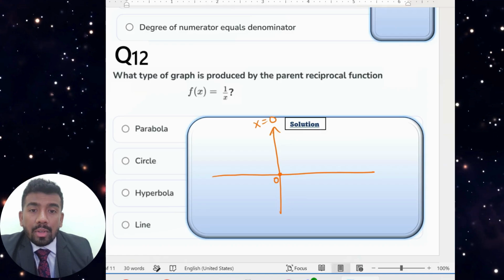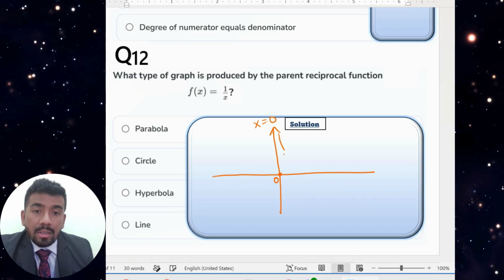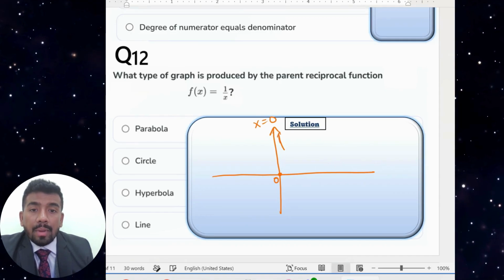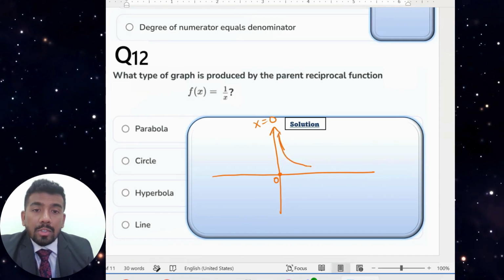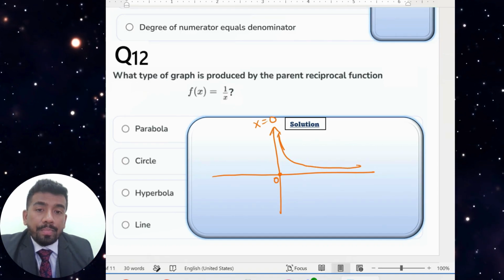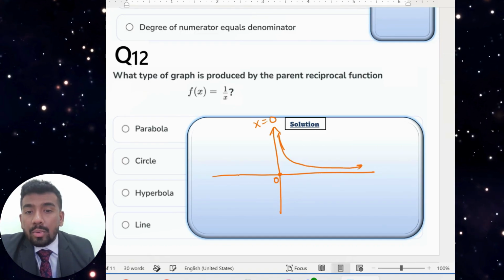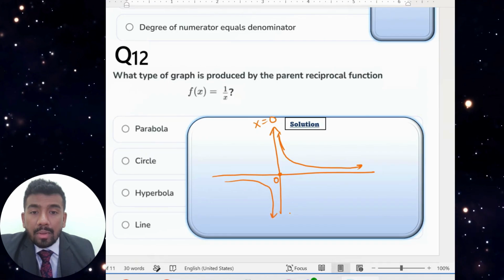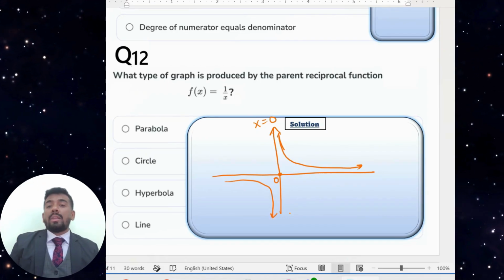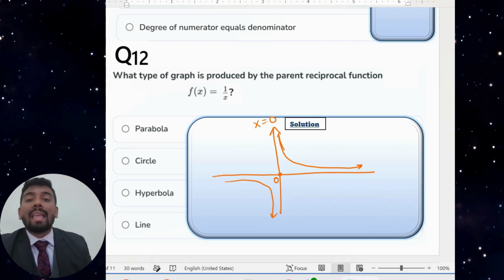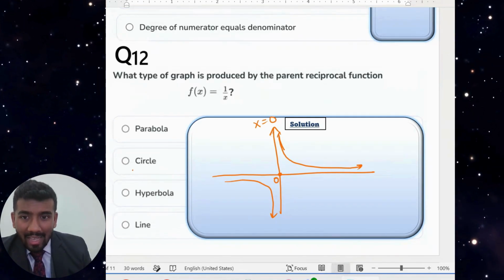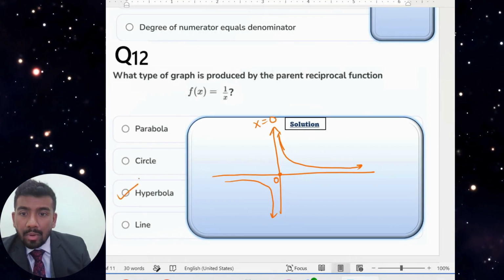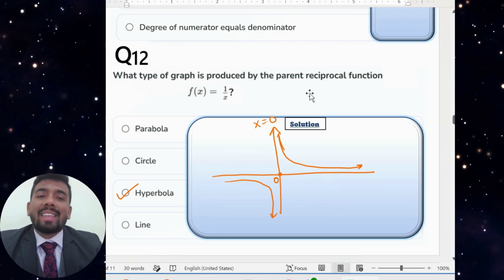So x can have values like this. It will go like this up. In this way it will go, and also it will go in this way. Here also it will come from here, like this. So that looks like which? It looks like a hyperbola. So it's not a parabola, it's a hyperbola. So that's your answer.